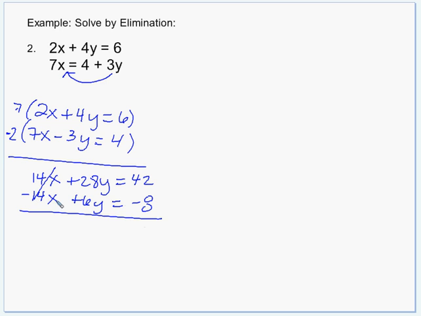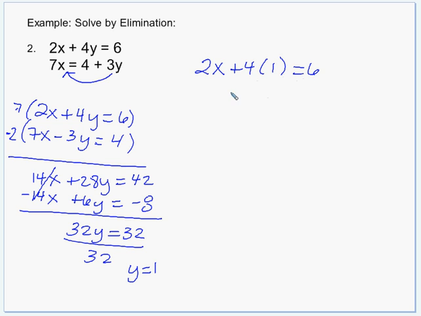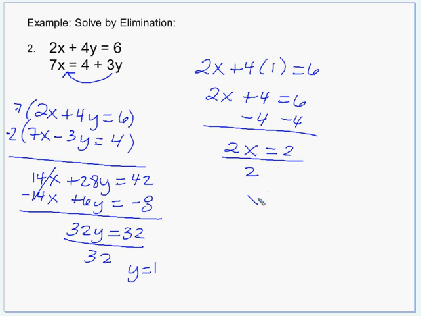So here our x's eliminate, so we're left with 32y equals 32. And then divide by 32. Now what we need to do is take this 1 and plug it into one of these equations. It does not matter which one. So I'm just going to go ahead and pick the first one. So we have 2x plus 4 times our 1 equals 6. Clean this up and then subtract our 4 over. And then divide by 2. So x is going to equal 1 as well. Now we have to write this as a point, so it'll be 1, 1, and there's our solution.